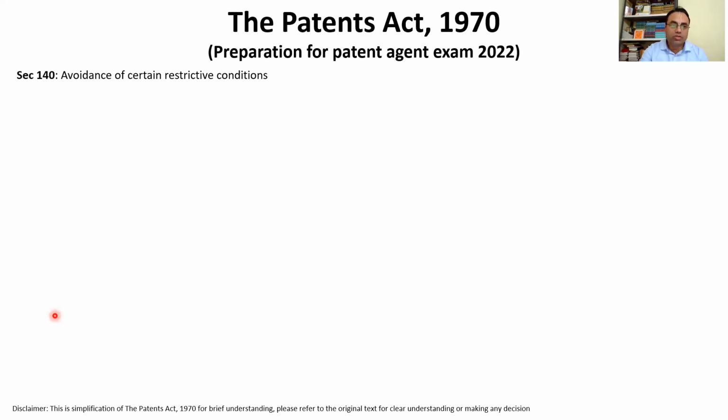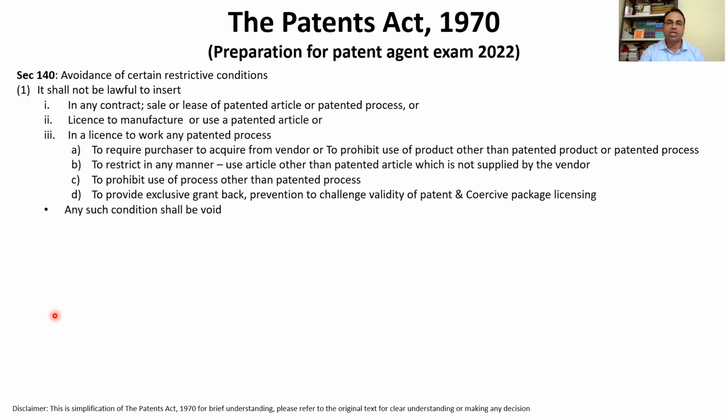So 140 is avoidance of certain restrictive conditions. Whenever our client is going to have any kind of clause in any license agreement, they need to avoid these kinds of conditions. So I would suggest that you please read the sections from here. I'm going to tell you in very simple form.